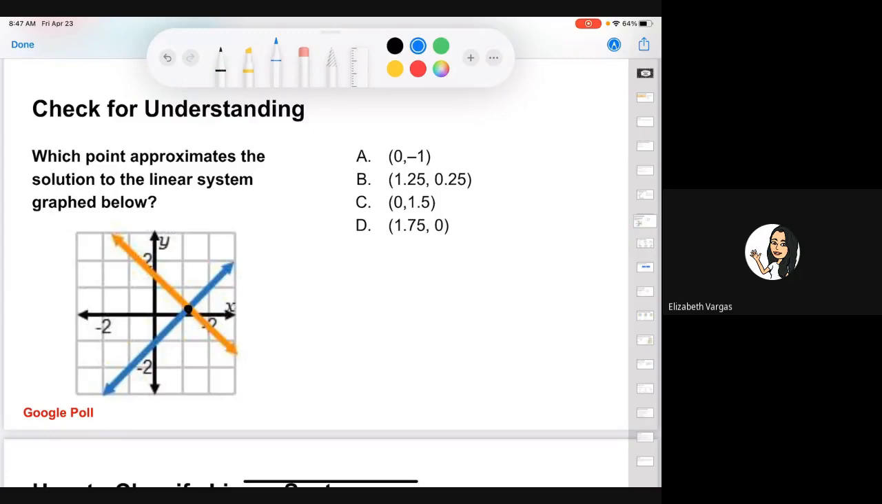So 0 and -1 is here. Well, that's not my point of intersection, so I wouldn't select that one. 1.25 and 0.25. So 1.25, yeah, that's approximately right there, and that's approximately right there. So maybe, let's test the other ones. 0 and 1.5.